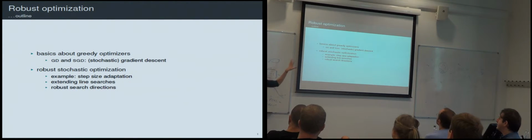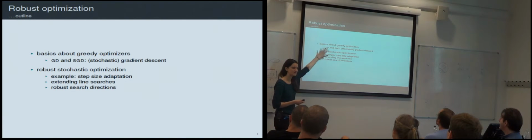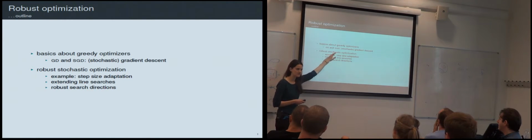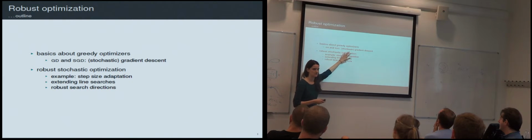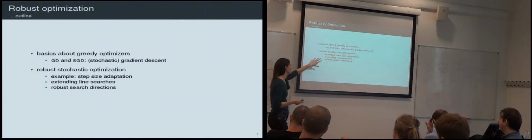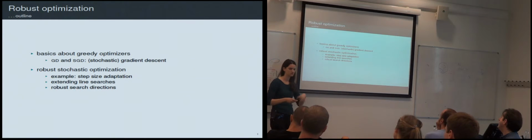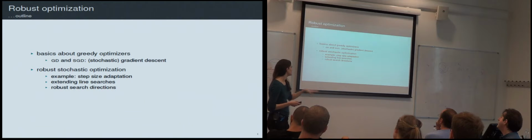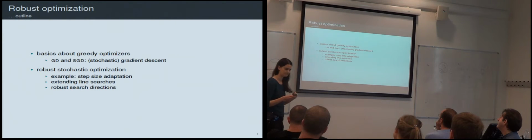And just to give the talk a little bit of structure, first I'd like to talk about the basics of greedy optimization, especially about gradient descent and stochastic gradient descent, and also quickly explain what stochasticity actually means and where it comes from. And then for the most part of the talk I'd like to talk about how we could robustify stochastic optimization. And I'm going to talk about a specific example, which is step size adaptation.